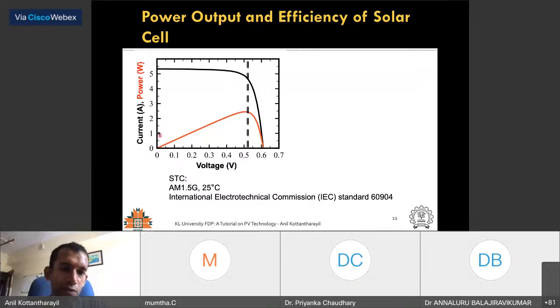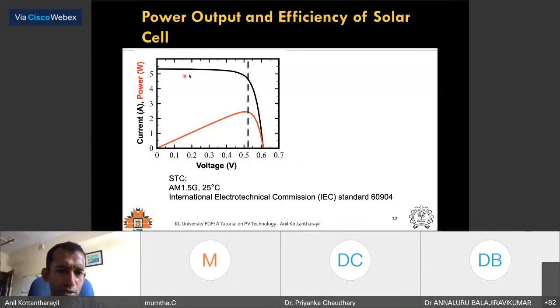You take the product of current and voltage, and you get this red curve, which is the power. The power shows a peak, which is understandable because here the voltage is 0 and the current is high, and here the current is 0 and the voltage is high. So both these ends will be 0, and then it peaks somewhere here. This is the point where the power is maximum, the maximum power point, and you would really like to operate the solar cell here, because that is when you can extract maximum power out of it.